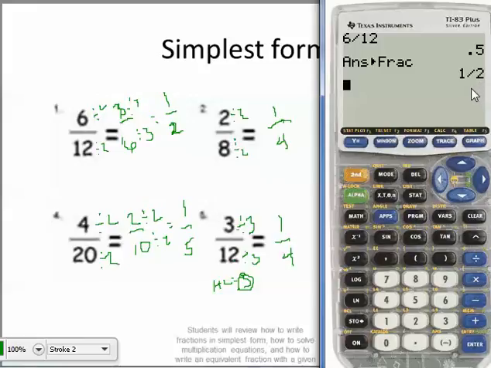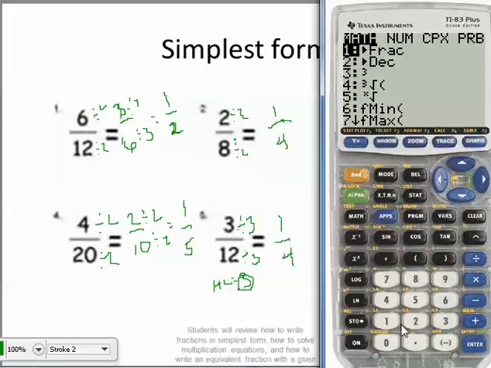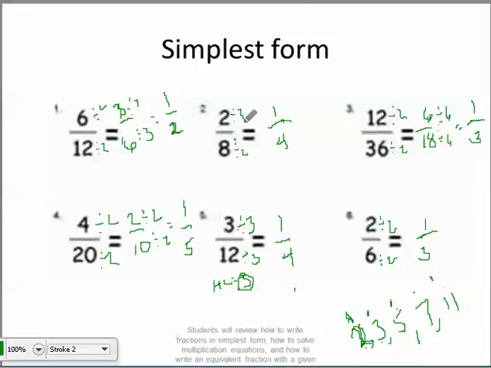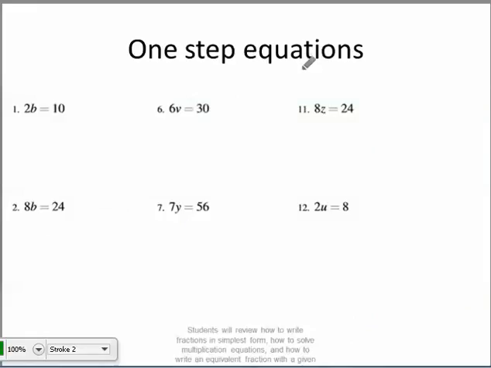Isn't that nice? Does it work for anything, Mr. Green? Well, no, not everything, but it will work for anything that is a rational number. 0.2, don't remember what that fraction is? Math, 1, enter, 1/5. It will do it for a lot of the fractions that you're going to run into. Okay? Nice little calculator trick that's there. Thought I would teach you that one.